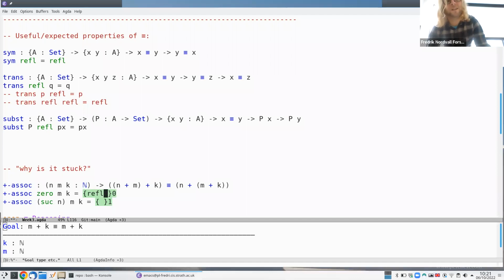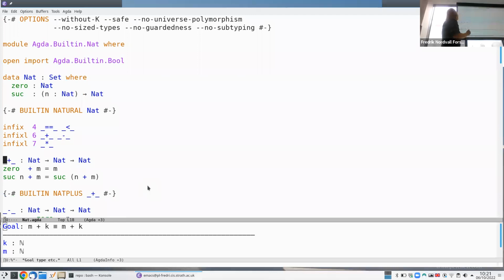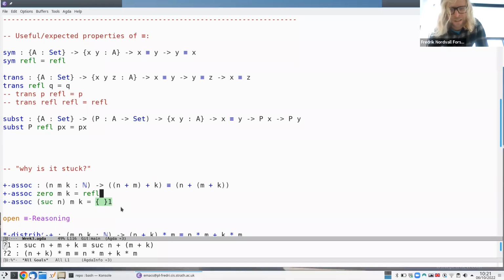Is zero plus m equals m in the definition? Yeah, so if you don't remember that, it's always good to go and actually look at the definition. Oh, okay, that's the definition. Defined by pattern matching on the first element. That's a choice, of course, when you define plus. But now we have to live with that choice and then do our analysis in the same way. Okay, so that one is done with refl. We load just in case.